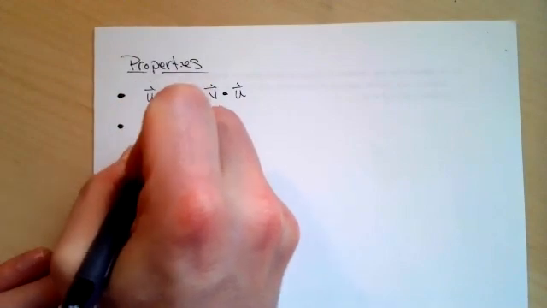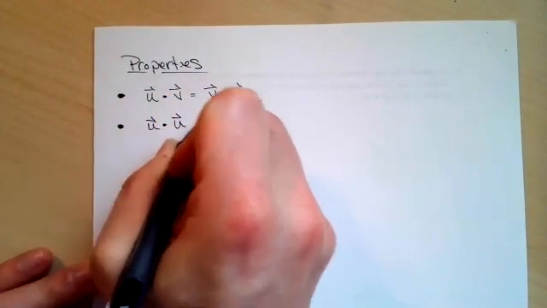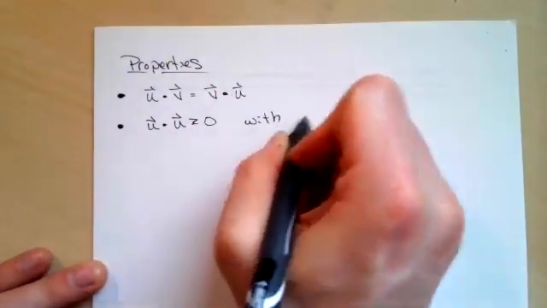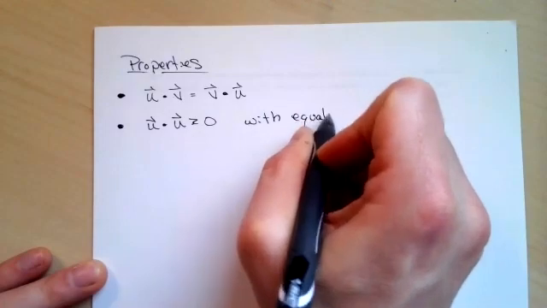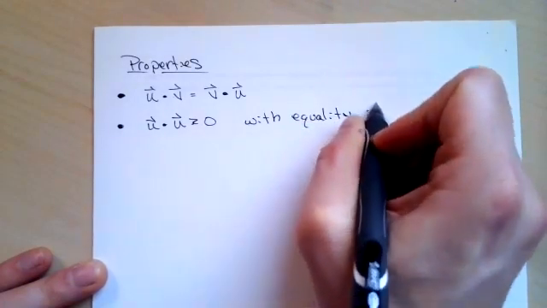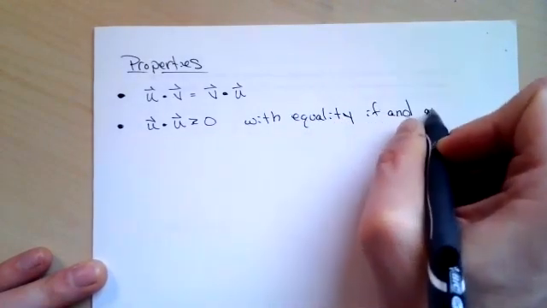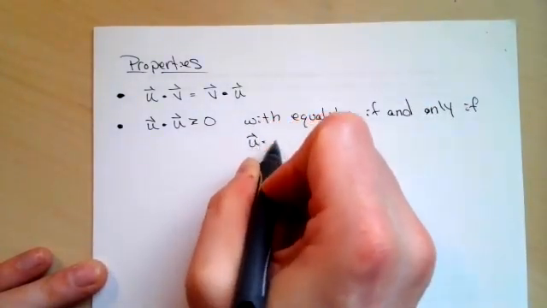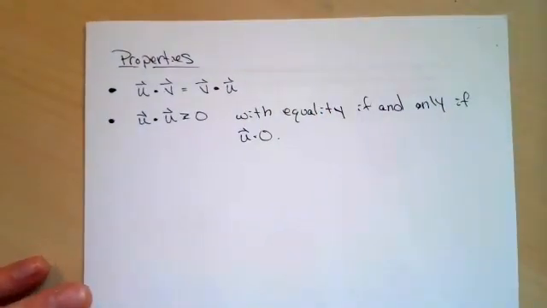It is positive definite. Namely, if I take a dot product of a vector with itself, it's always going to be bigger or equal to 0. And if it's equal to 0, that means the vector itself had to have been the 0 vector.